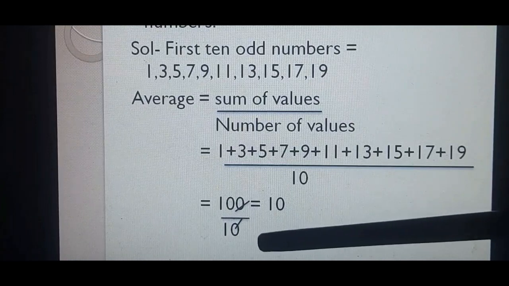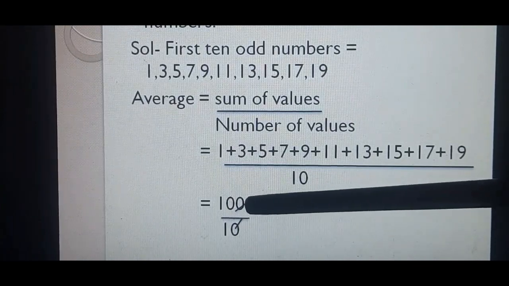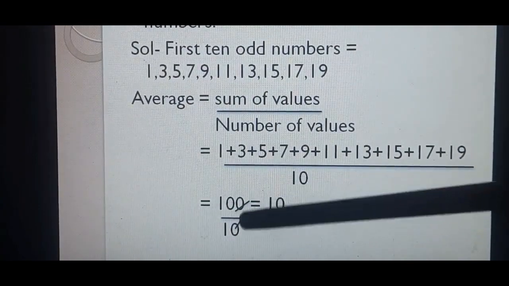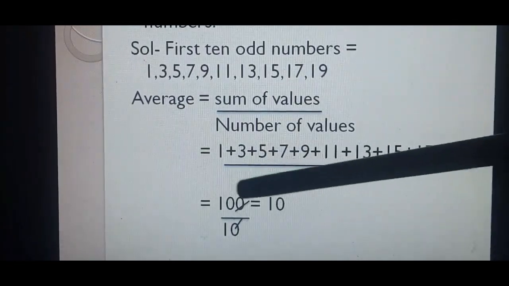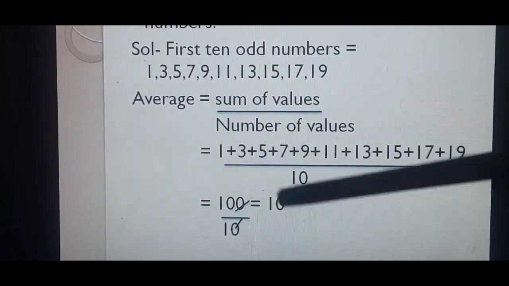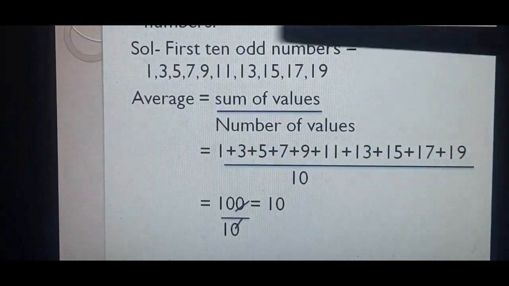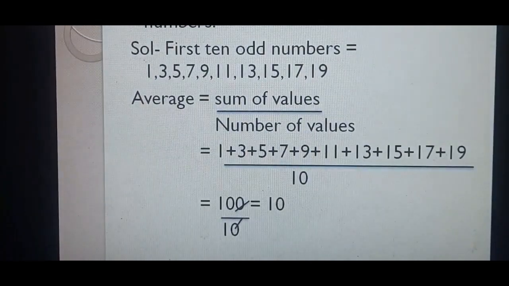So 100 upon 10. 0 from the numerator and 0 from the denominator you will cancel. That is 10 tens are 100. क्यों कैंसिल करते हैं? क्योंकि ये टेबल होती है, टेबल में आके ये कैंसिल हो जाते हैं. Now what is left? 10. So the average of the first 10 odd numbers is equal to 10.